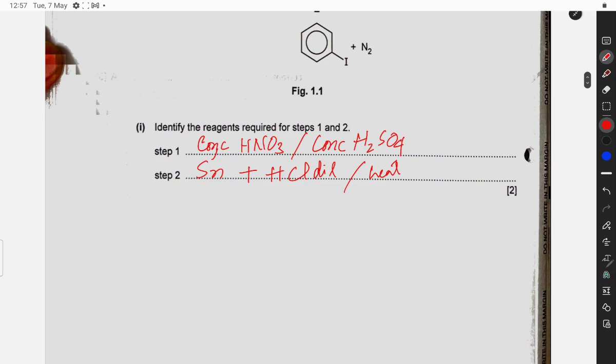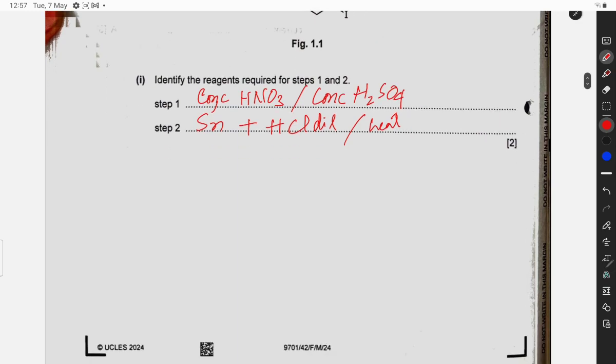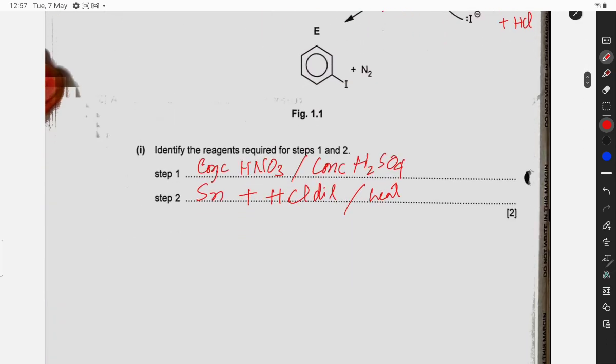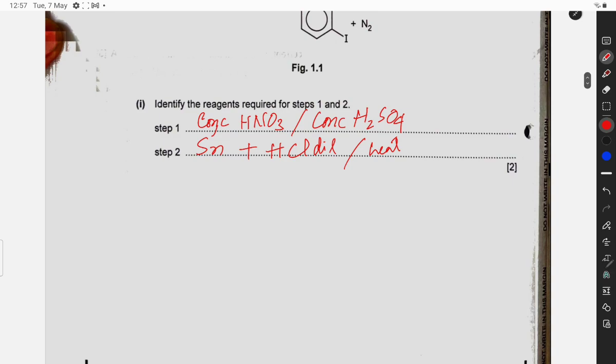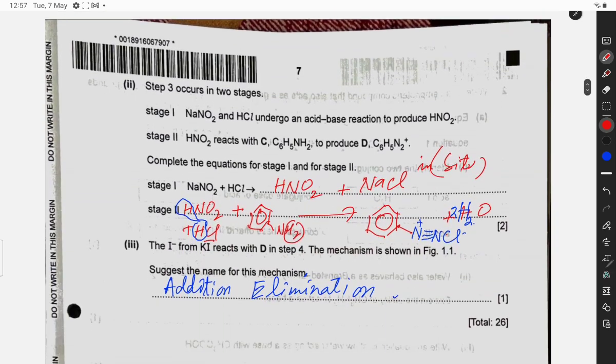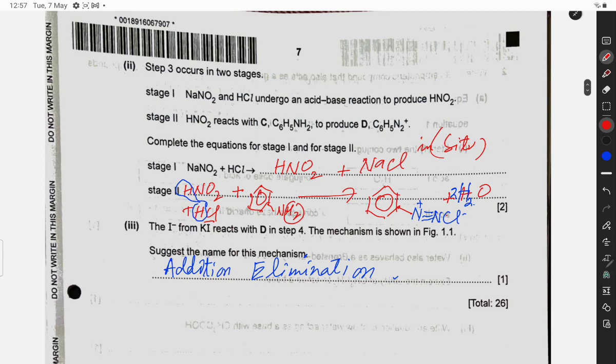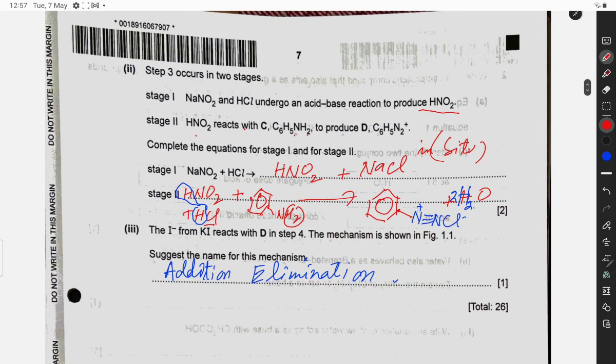product E. Identify the reagents required for step 1, 2. As I have discussed earlier, concentrated nitric acid and concentrated sulfuric acid. And step 2, this is a reduction reaction, and in this tin plus dilute HCl and heat under reflux. Step 3 occurs in 2 stages. NaNO2 and HCl undergo an acid base reaction to produce HNO2. HNO2 reacts with C6H5NH2 to produce C6H5N2+. So this completes the equation for stage 1 and stage 2.